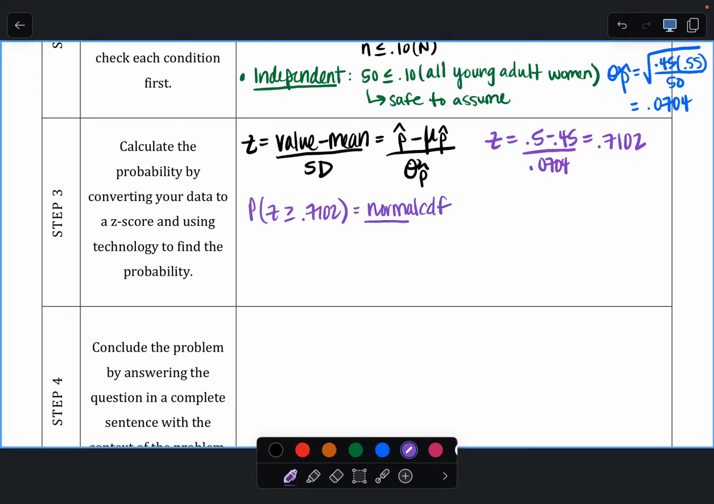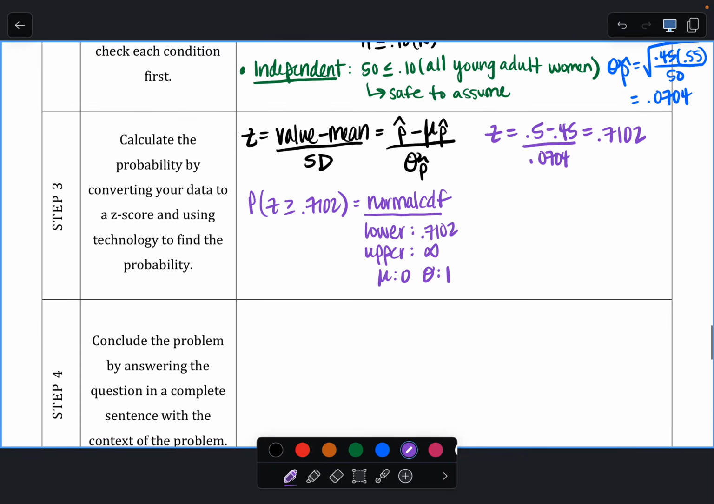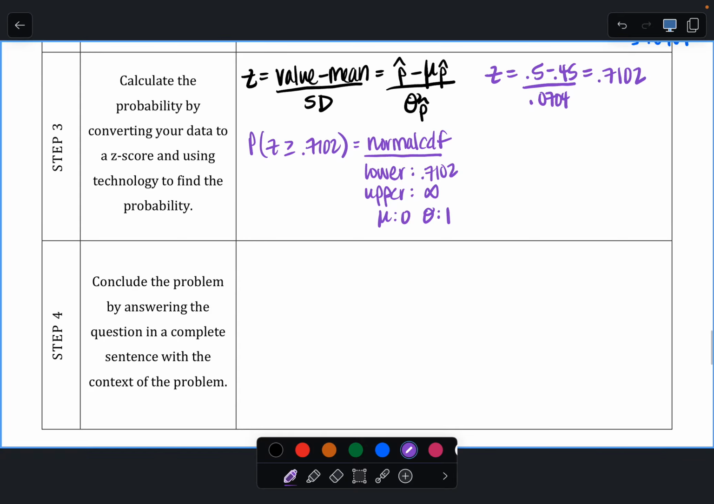So normal CDF. In this case, because I want it to be higher than the value that I have, my lower is going to be the z-score. My upper is going to be infinity. My mean is 0, and my standard deviation is 1, and it is always 0 and 1 when you are working with z-scores. The only time I would ever advise you to change that is if you are doing a multiple choice question, because they don't care what work you show on those, and you can just go ahead and say, this is the answer.